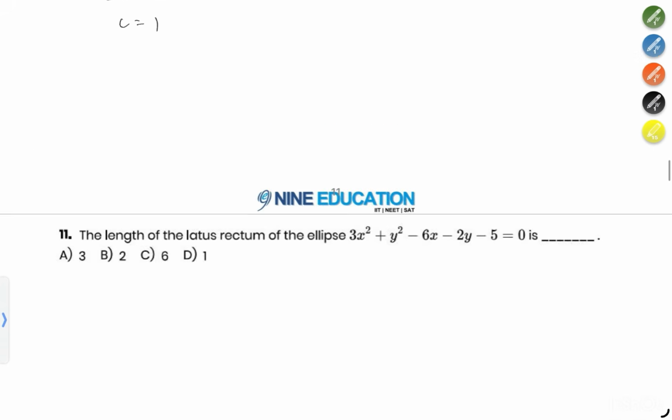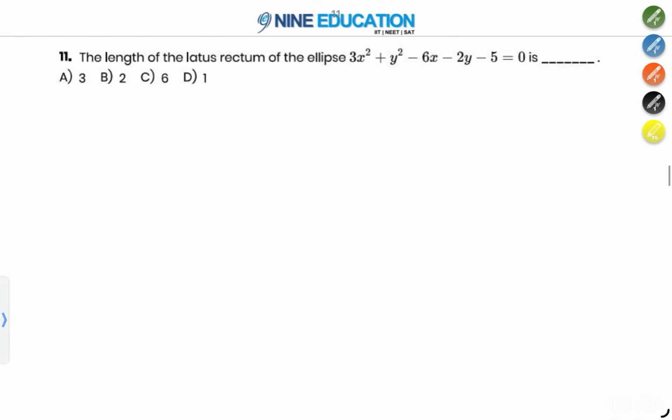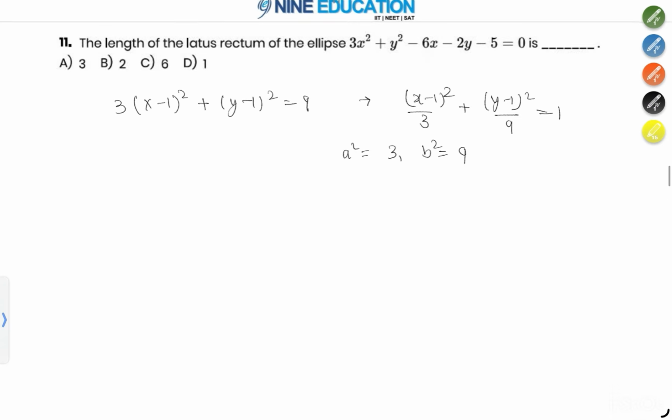Now let us move to the next question. We have to find the length of the latus rectum of the ellipse. First of all, write this ellipse in standard format. We have 3 times (x minus 1) whole square plus (y minus 1) whole square equals 9, which we can write as (x minus 1) whole square by 3 plus (y minus 1) whole square by 9 equals 1. So a square equals 3 and b square equals 9.